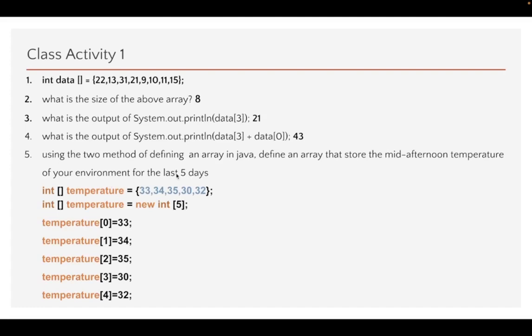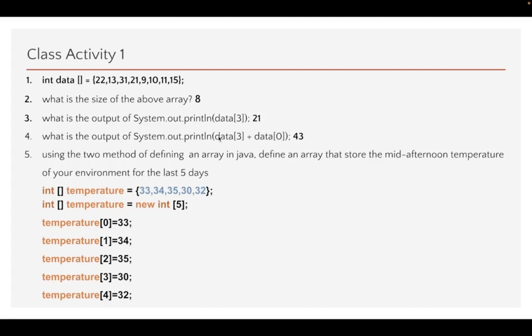So here are the answers to the class activity. The size of this array is simply the number of elements in the array, which is 1, 2, 3, 4, 5, 6, 7, and 8. That's why we have 8 as the answer. For System.out.println(data[3]), we simply want to access the element in data at index 3. We start counting from the first element with 0. This is 0, this is 1, this is 2, and this is 3, making 21 the element at index 3.